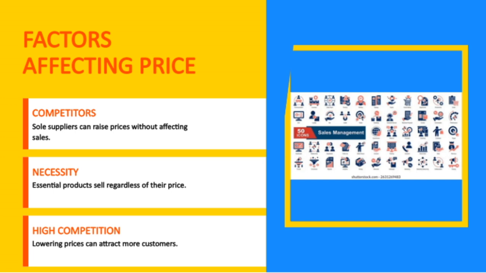On the other hand, when you have a sole supplier for a product, you might have more control over pricing. Since there are no competitors offering the same item, a sole supplier can raise prices without the fear of losing customers to competitors. But in most markets, factors like the presence of competitors significantly influence how prices are set. Understanding these factors, whether it's the necessity of the product, the level of competition, or the supplier's position, is crucial when considering how to adjust prices effectively. These elements shape the overall pricing strategy and help determine what's possible in different market scenarios.